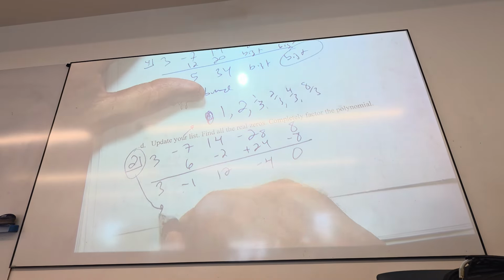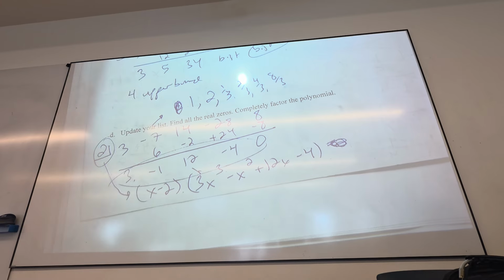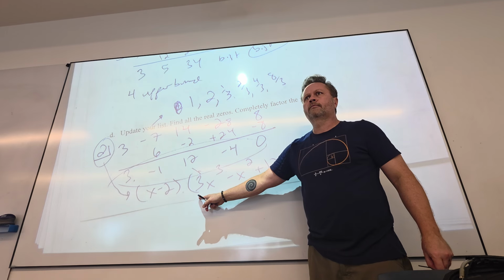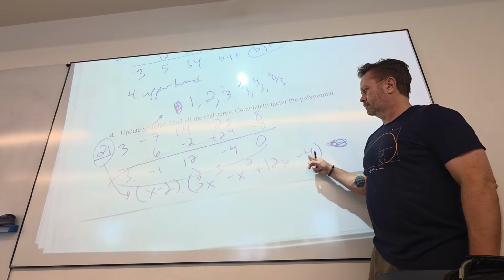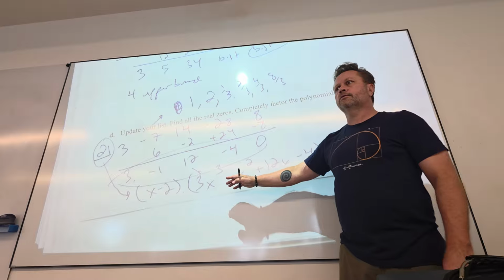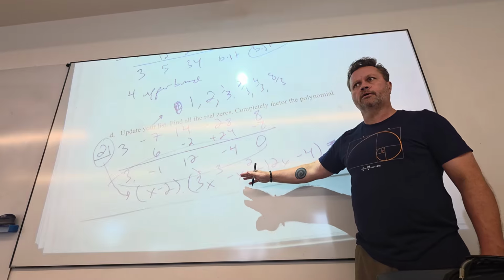Minus x squared. Does anyone see what I could do here? How many terms are there? 4. What would I try?